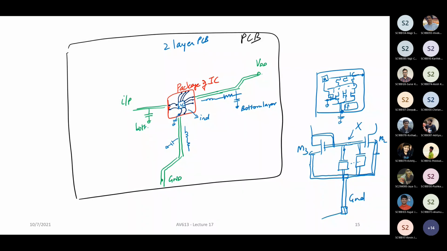Now, the bottom layer need not be a complete ground also. You can have routing in the bottom layer as well, like other signal routings, but whatever is underneath, it will form some capacitance. And that capacitance is not too much because the height is quite large, right? You're talking about many tens of mils of height. Typically, I think a 2-layer PCB will be around 63 mils or something like that. So it is quite thick. So the capacitance that you get is not so great.